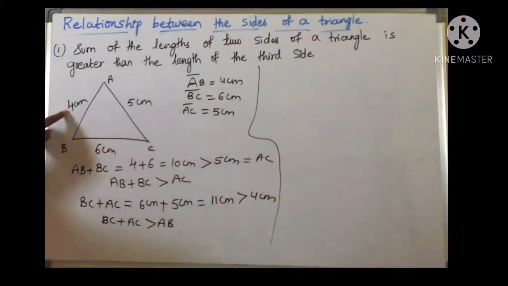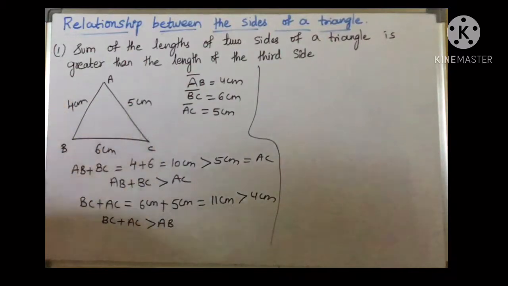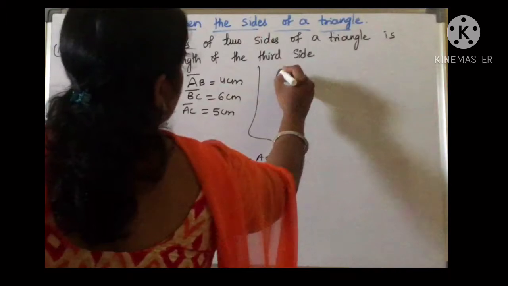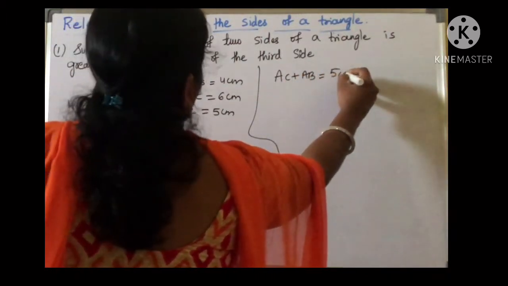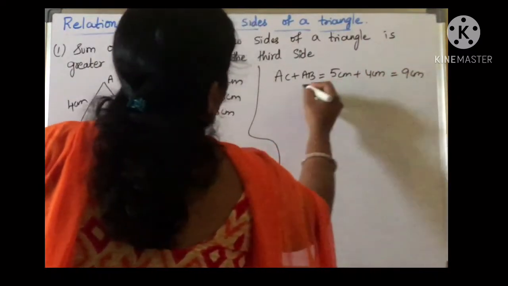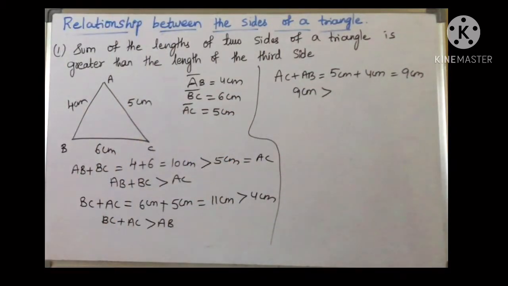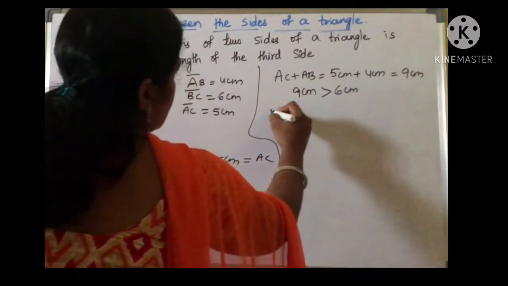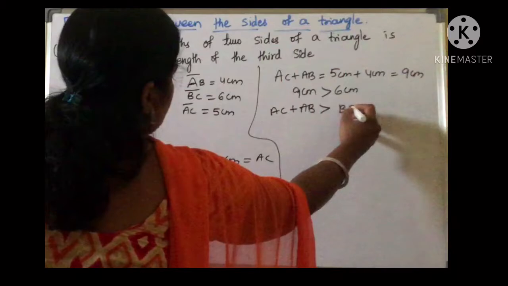Now take the other two sides. Here we completed 4 and 6. Now 6 and 5 completed. Now we will take 4 and 5. 4 and 5 is nothing but AC plus AB. That is 5 centimeters plus 4 centimeters. This is nothing but 9 centimeters. And 9 centimeters is greater than the third side. What is the third side here? 6 centimeters. Yes, that is AC plus AB is greater than BC.